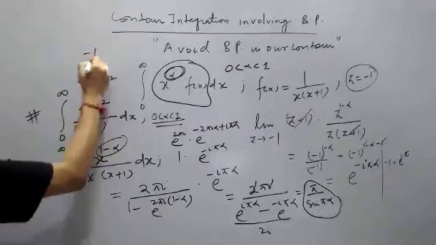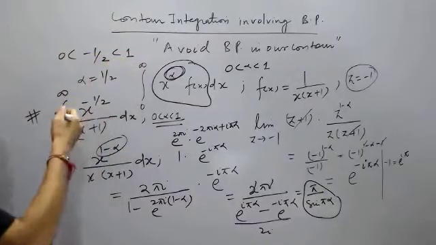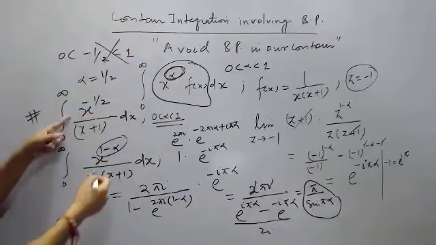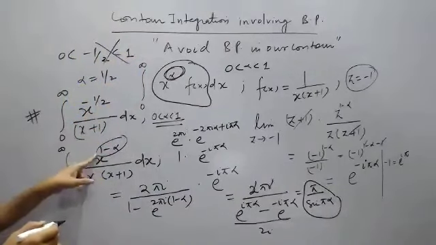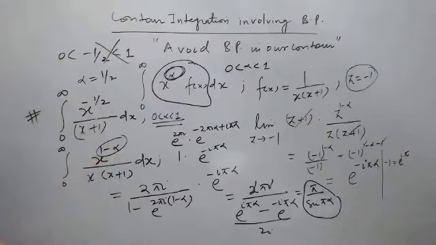Arey bhai, minus half is not between 0 to 1, na? Yes, sir. This is not correct. So that's why I multiplied by x. So now it has become 1 minus alpha. That means 1 minus half, so that means x to the power half. That is between 0 to 1. So that was the trick. Got it? Yes, sir. Thank you, sir.